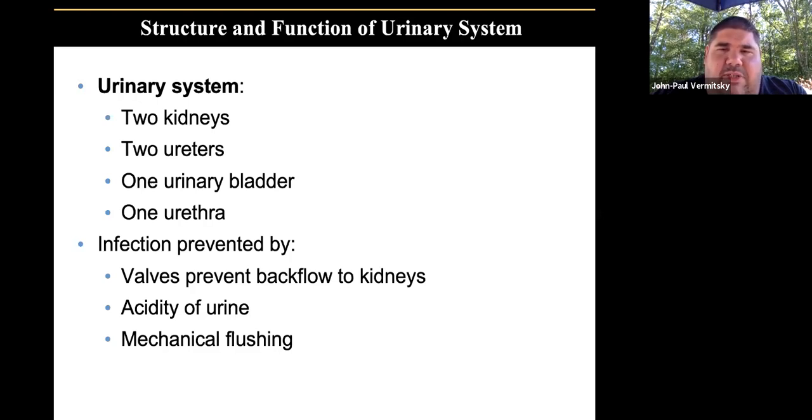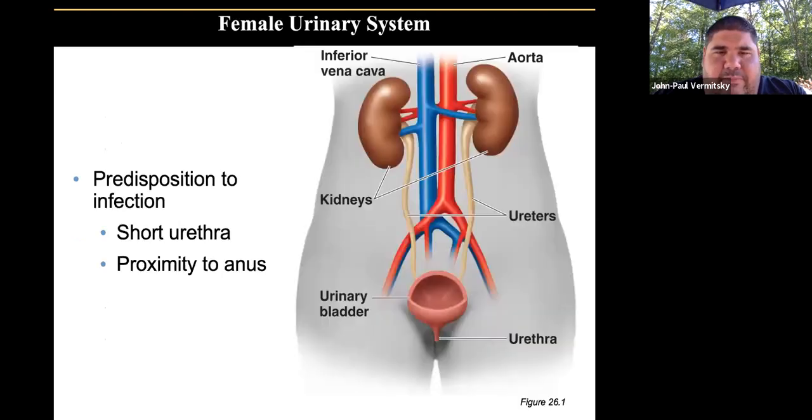The most common type of UTI, which is urinary tract infection, is caused by E. coli. Females, unfortunately, are much more likely to develop a UTI than their male counterparts. It's almost about a 10-to-1 ratio. It's estimated that about 40% of females that get catheterized, especially in a hospital setting, will develop a UTI. The reason is that females have a very short urethra compared to males, and also the proximity to the anal rectal area.